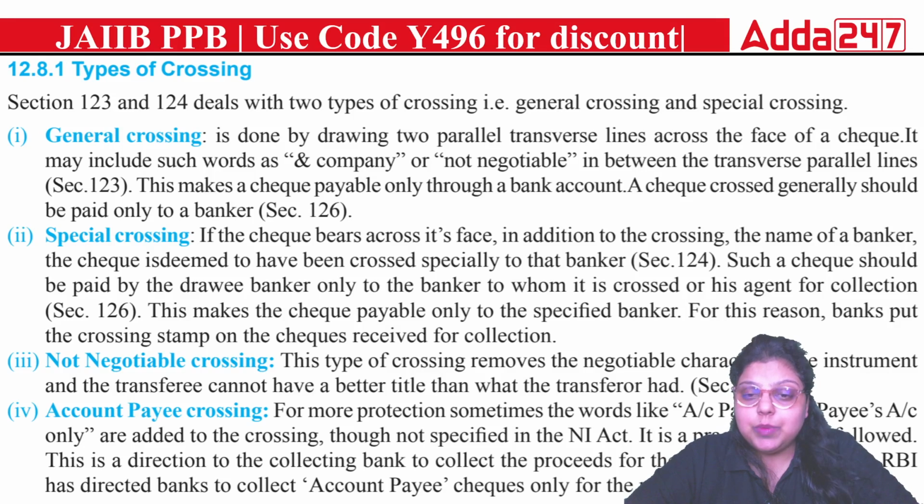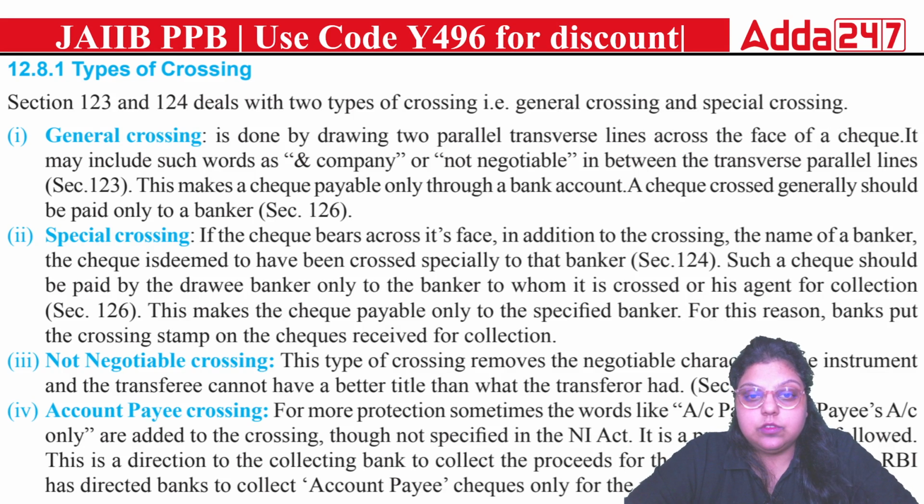So general crossing, special crossing, account payee crossing, in all the three cases, no cash payment of a check can be done. Okay, on all of the three, the money should be given in an account. In crossed check or general crossing, if the payee does not have an account, he can endorse it to someone else's account. In account payee crossing, the payee has to have their own account. In case of special crossing, the payee has to have their account in the specified bank. And non-negotiable crossing means it removes the negotiable character of the instrument, and the transferee cannot have a better title than the transferor had.